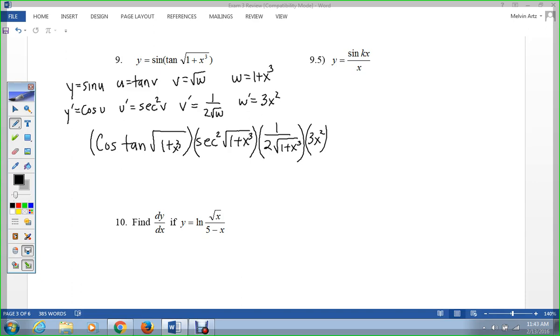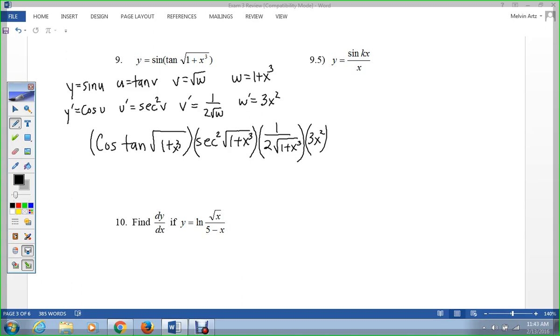And I typically like to work from the inside when I use the other technique. I look at the innermost function, which is 1 plus x cubed, and so I would say, well, the derivative of that is 3x squared. Then I start moving outward. I see a square root function, so I know the derivative of the square root function is 1 over 2 square roots of x. And then I start moving out. Secant squared is the derivative of tangent, leaving the other two functions alone. And then the outside function is your cosine, leaving your other three functions alone.